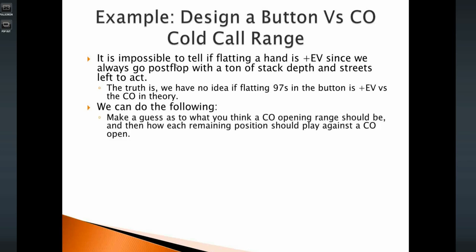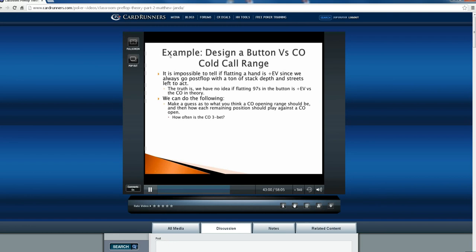Make a guess as to what you think a cutoff opening range should be, and then how each remaining position should play against a cutoff open. We want to ask ourselves, how often is the cutoff 3-bet? If the cutoff's 3-bet like crazy, then obviously the cutoff's going to want to tighten its range because it doesn't like opening and having to fold. If the cutoff's almost never 3-bet, the cutoff can get away with opening incredibly wide, much wider than it should be able to in theory.